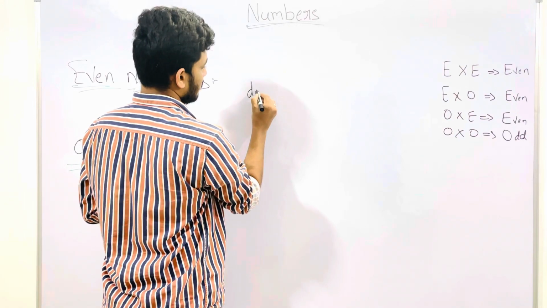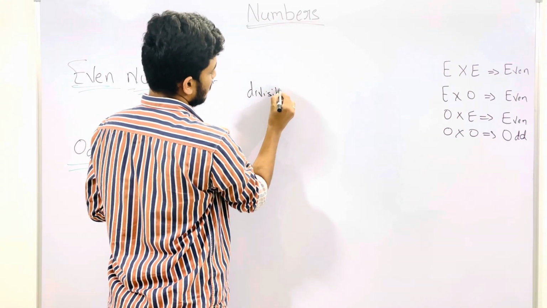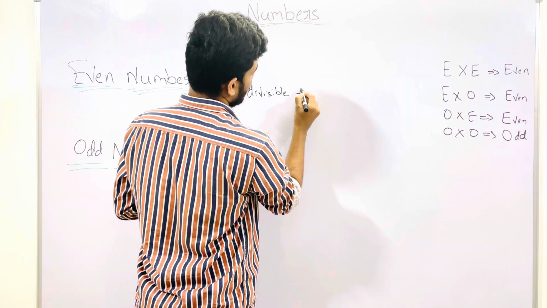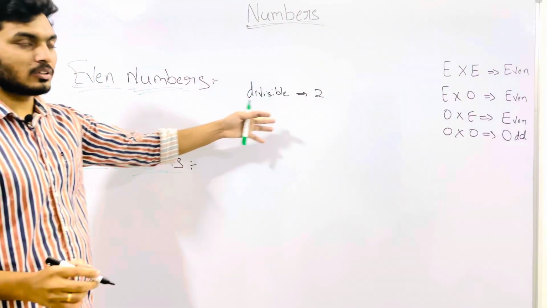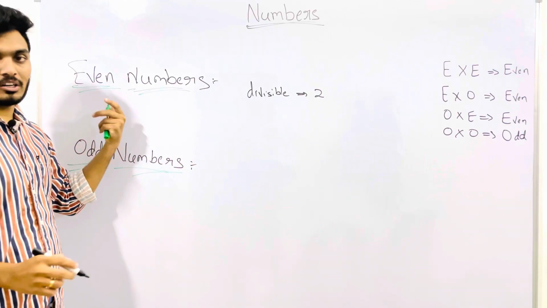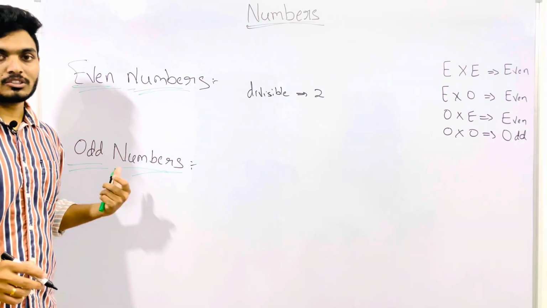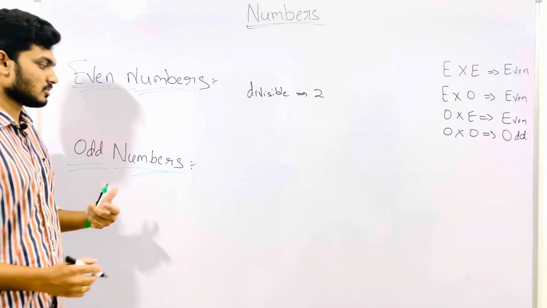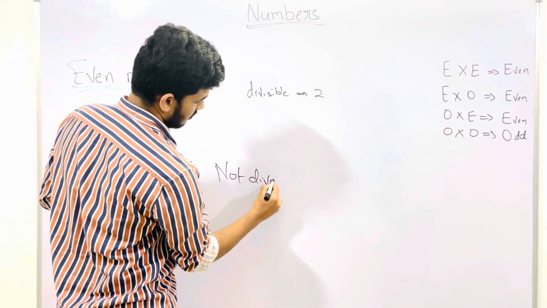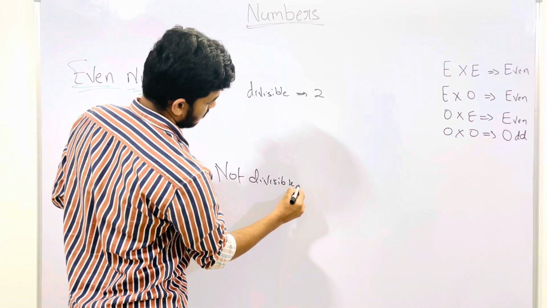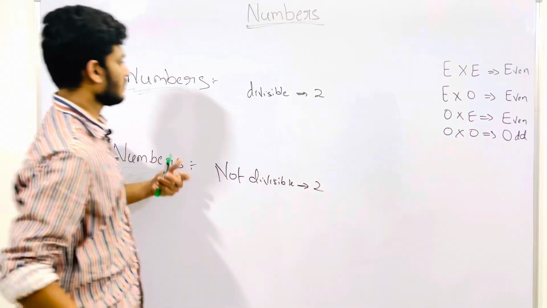Divisible by 2. A number which is divisible by 2 is called an even number. The numbers which are not divisible by 2 are called odd numbers.